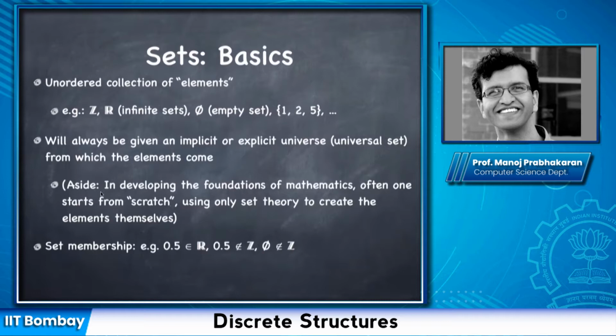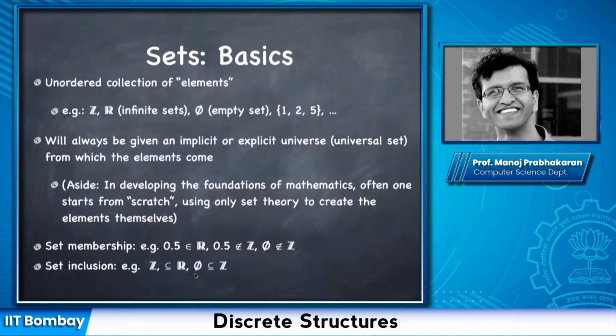Just a couple of notations that you would be familiar with. This denotes is an element of, or membership. So it says the element 0.5 is a member of the set R. You just read it as 0.5 is in R, and 0.5 is not in Z. Note that the empty set is not in Z. Z consists of integers 0, 1, 2, 3, and -1, -2, and so forth. But the empty set is not an element of Z.